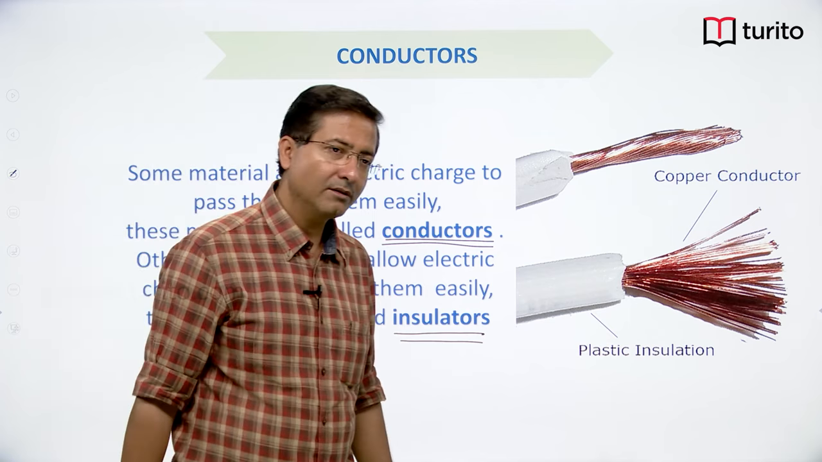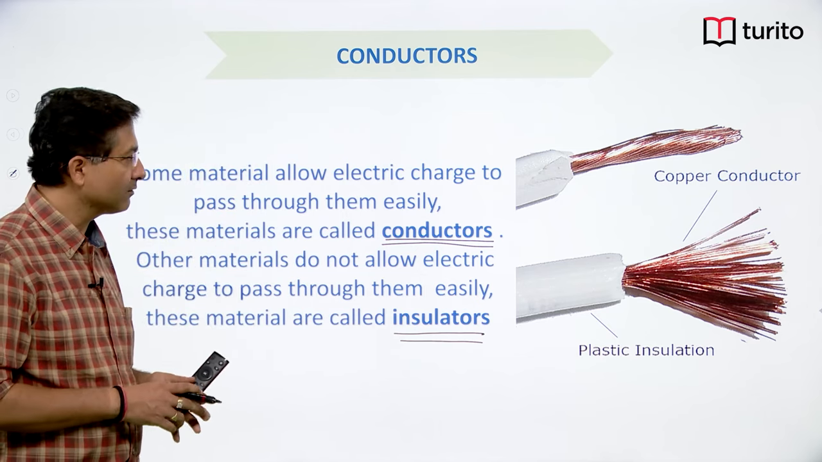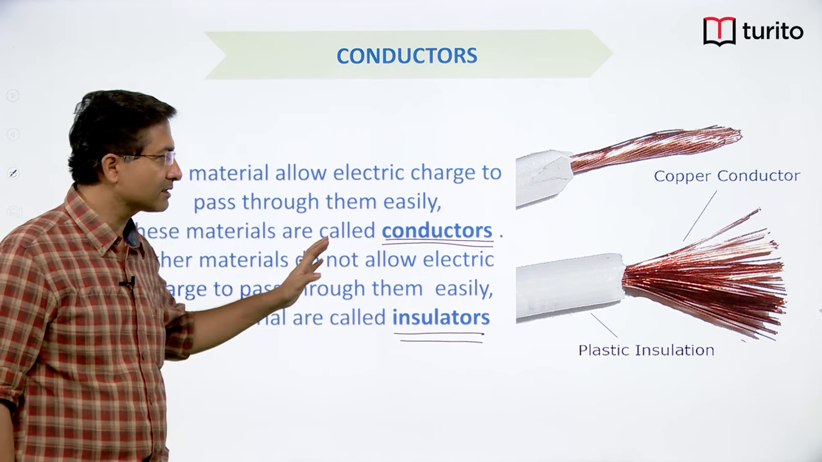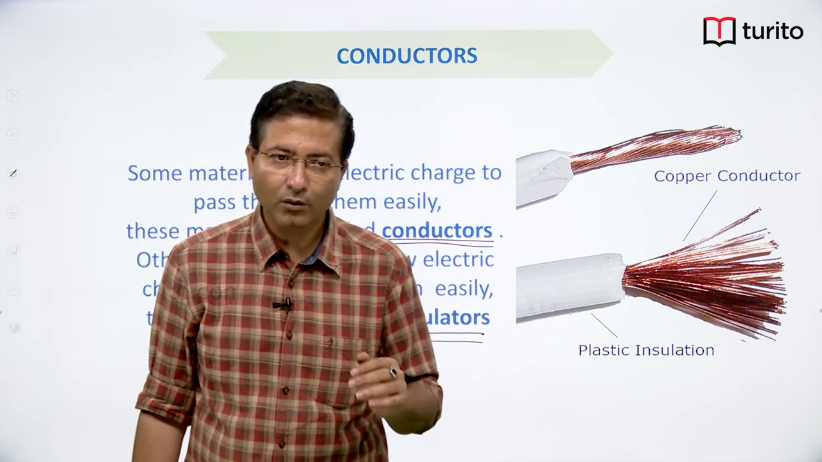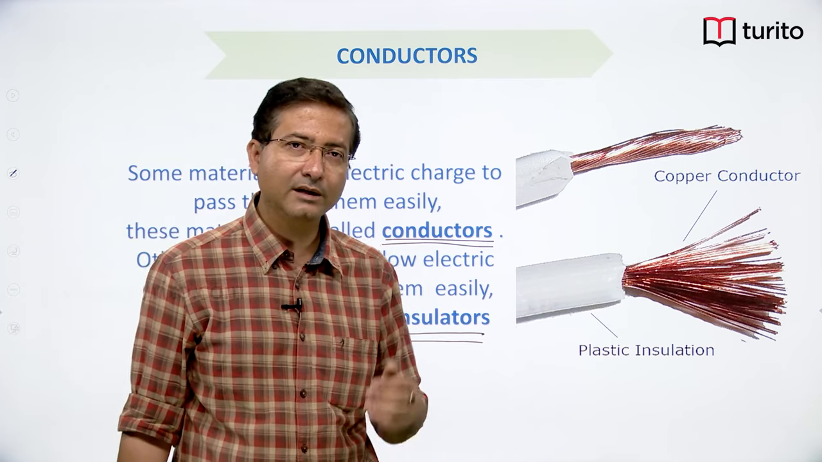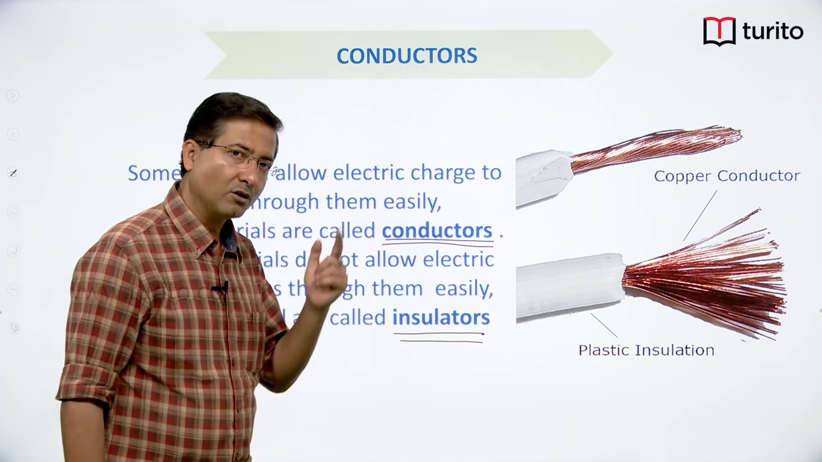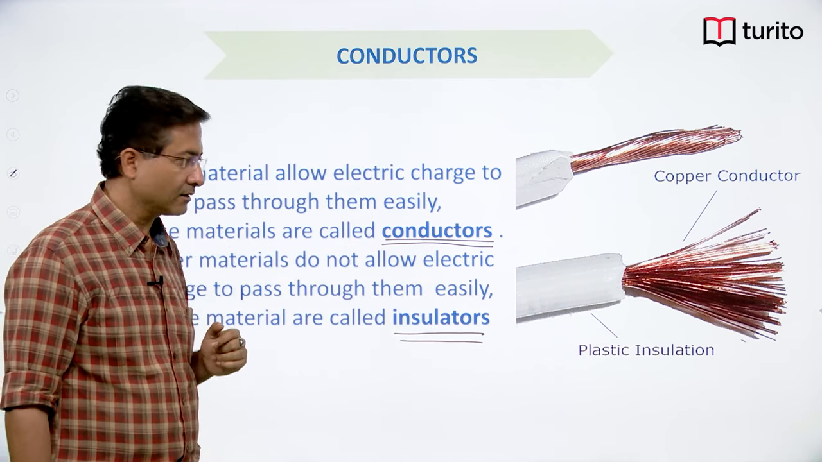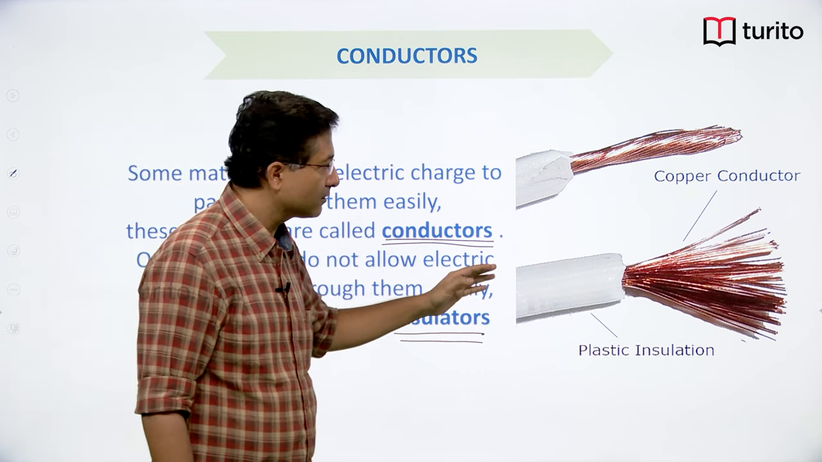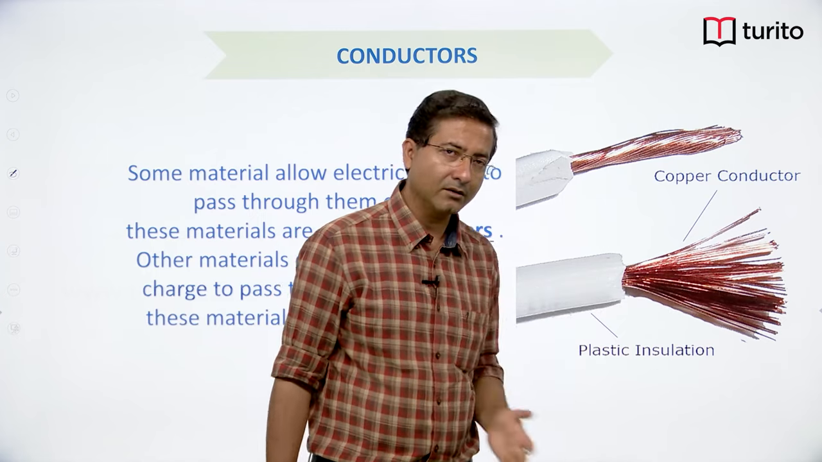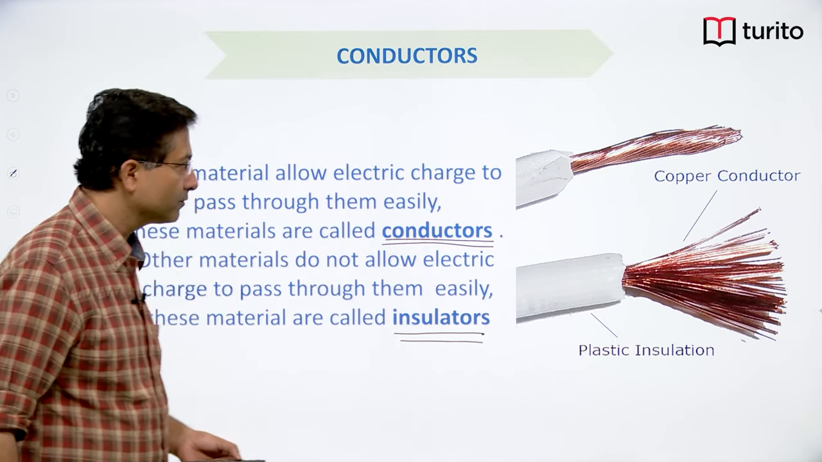What happens at the molecule level, what happens inside, that we will see later, but for the time being we are just interested in the broad definition of conductors, right. How energy levels will be there for insulator, conductor and semiconductor, that we will see in the last topic of semiconductor, right? But right now we are using the broader definition for conductor, that a conductor allows charge to flow through it easily.